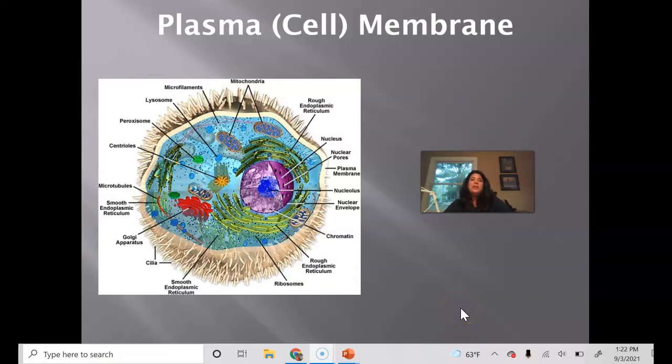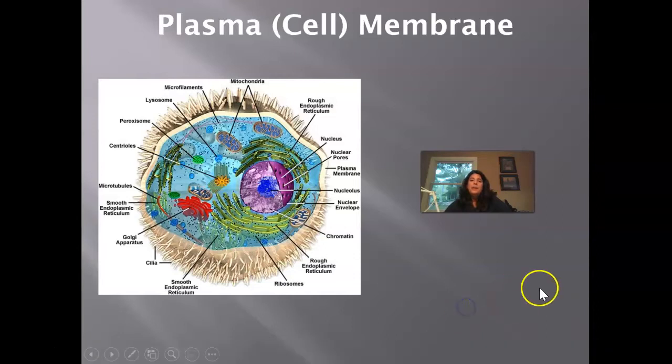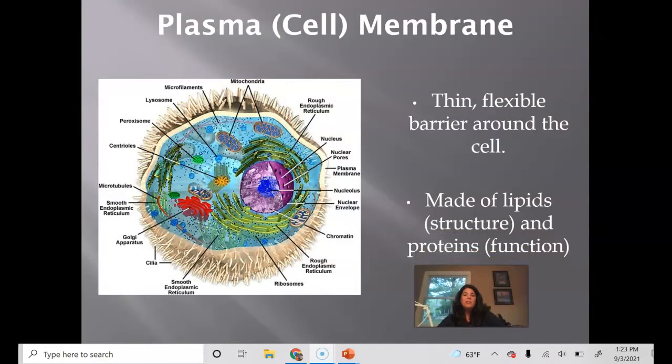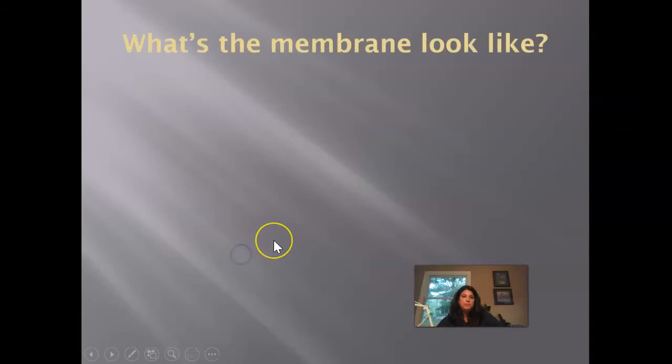We're going to specifically look at the cell membrane, or the plasma membrane, of a cell. Remember that the plasma membrane is a thin, flexible barrier around the cell. So you can see it right around here. It is actually made of lipids, which are going to give the plasma membrane its structure, and proteins, which are going to give it its function. So how it actually works to keep things in and out.